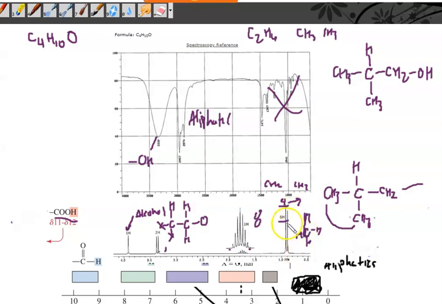Okay, so we know we have 2 CH3s for those 6 hydrogens, and both are attached to a carbon that only has 1 hydrogen on it. That's why it's a doublet. Does that make sense? I'll do it here. I have a CH3 on one side and a CH3 on the other because it's all symmetrical. They are attached to a carbon that must only have 1 hydrogen attached to it, because it's a doublet.